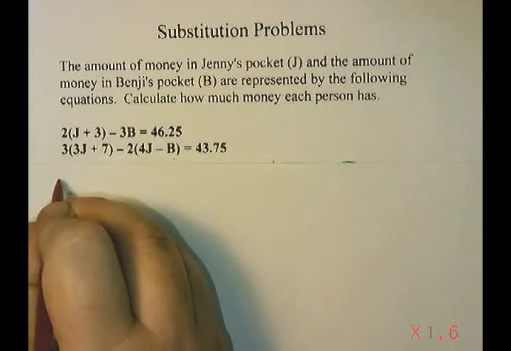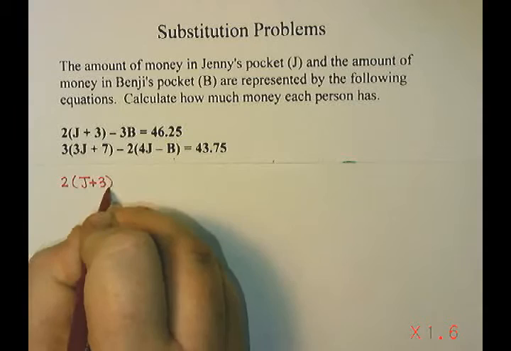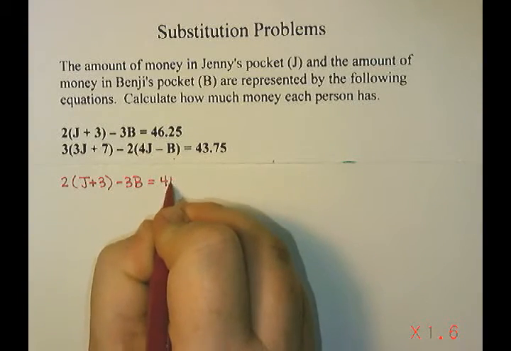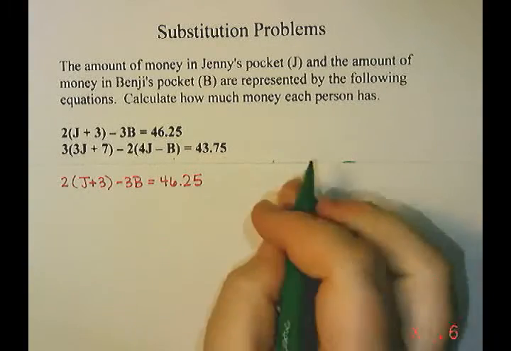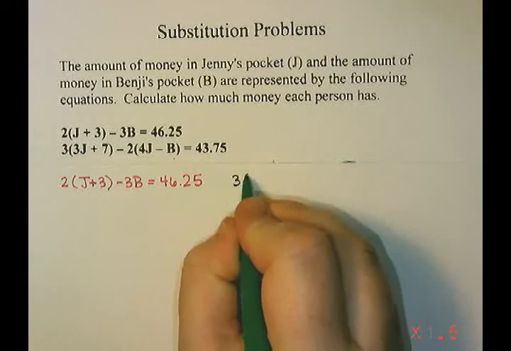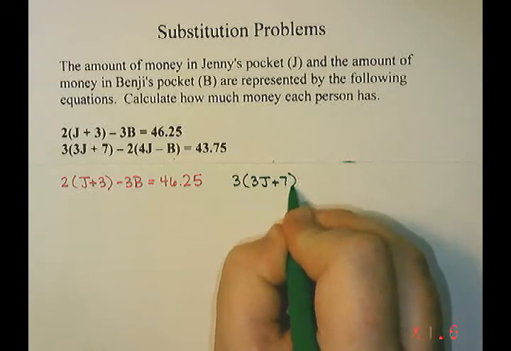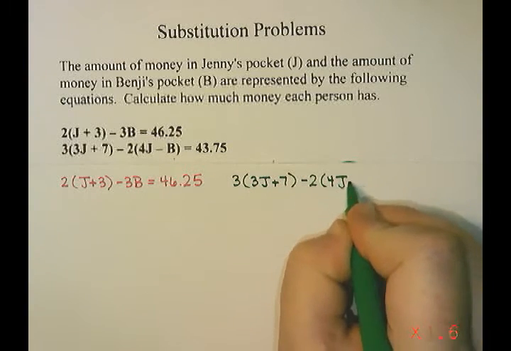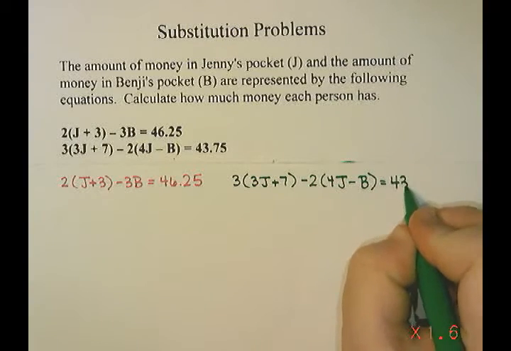So I have 2 times J plus 3, take away 3B, equals 46.25. And the second equation, we have 3 times 3J plus 7, take away 2 times 4J, take away B, equals 43.75.